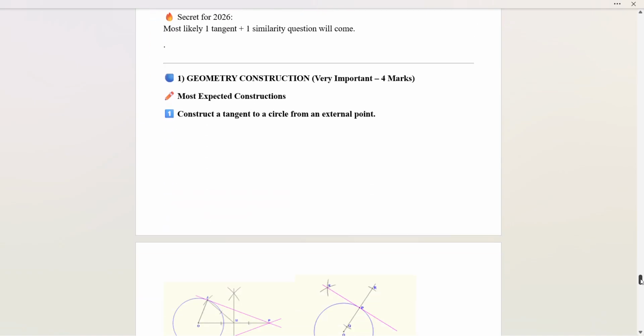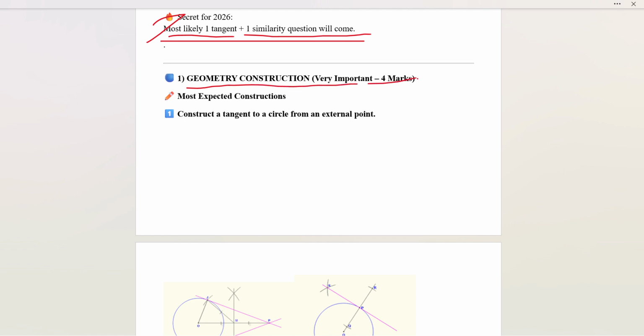It is a secret for 2026. Most likely one tangent plus one similarity question will come. Okay, so it is a secret for 2026. What we say is, most likely one tangent plus one similarity question will come in your 2026. So next is geometry construction.